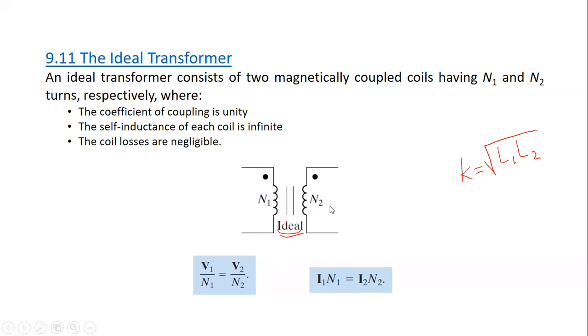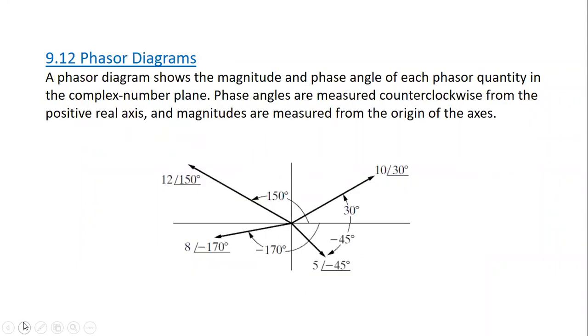If the number of turns are the same, N1 is equal to N2, then V1 is equal to V2, and we don't have any transformation. So in order to have transformation, you need to change the number of turns. If you want to raise the voltage, you need to have N2 more. If you want to decrease the voltage, you need to have N1 less. This topic will be explained in detail in EE 350.